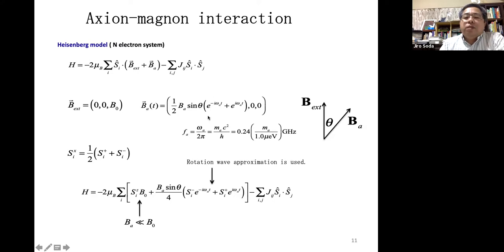The oscillation time scale is determined by the mass of the axion. For example, in the case of the micro-electron-volt axion, we have gigahertz frequency. So using this formula, we can rewrite this part in this way. Here we have the constant Hamiltonian, and this is the time-dependent part. To write this Hamiltonian, we use the rotating wave approximation.